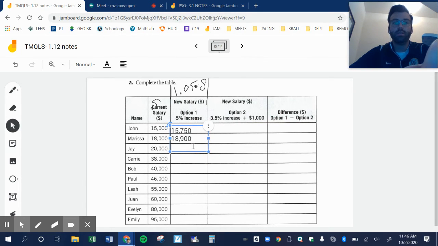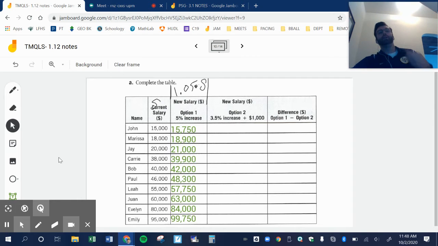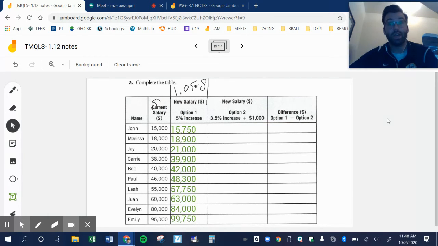So, all right, what I want you to do is pause it. I'm going to fill this in and compare your work to what I got. Take a second and check your work, or maybe write this down. These are the numbers that I got. The most important part here is to understand that I do 1.05 times this salary amount. Next one.